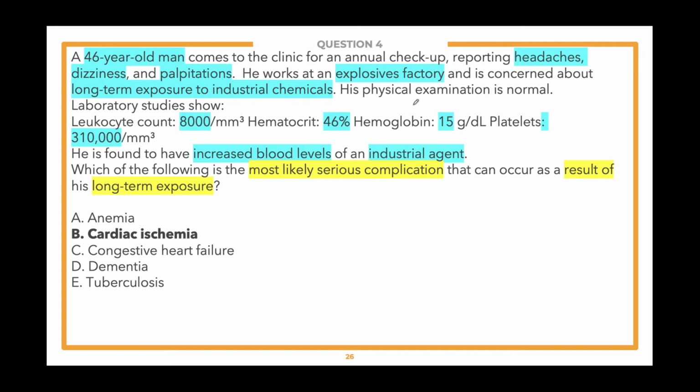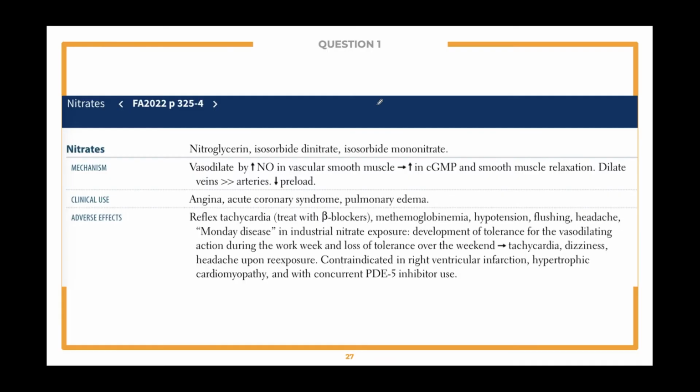So let's go ahead and take a look at the next slide. This is taking a look at our pharmacology section. So nitrates, okay? And you can see there some of those adverse effects: reflex tachycardia, hypotension, flushing, headache, and then also Monday disease, where you have an industrial nitrate exposure. So you develop tolerance for the exposure during the work week, but then you lose that tolerance over the weekend. So you come back, and on Monday you develop tachycardia, dizziness, and headache, okay?